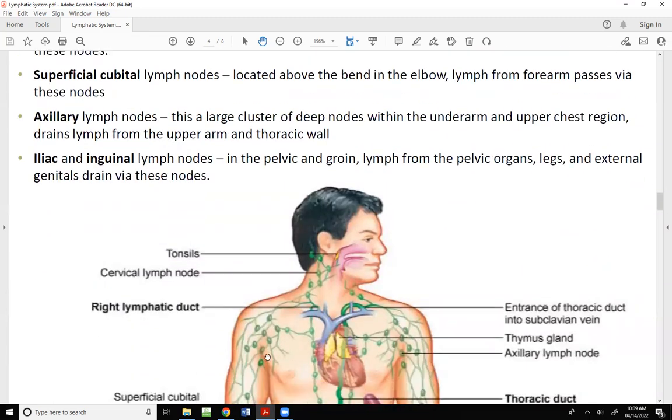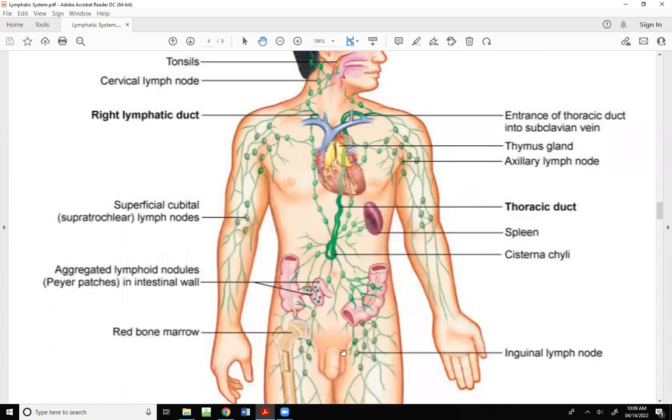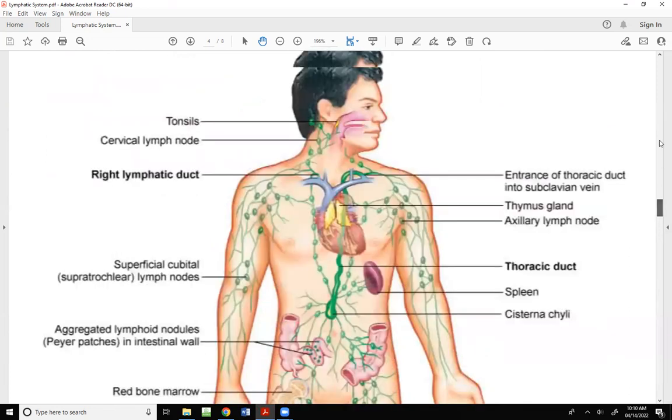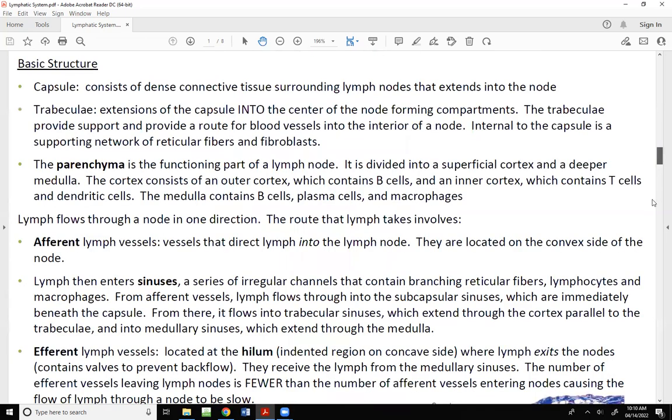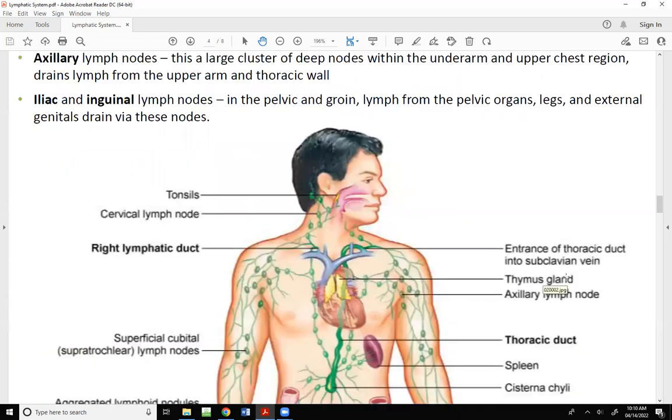Then in your armpits you have the axillary lymph nodes, which are a cluster of deep nodes within the underarm and upper chest region, and they drain lymph from the upper arm and thoracic wall. And then down towards your hip are the iliac and inguinals. The inguinals are more in the groin area. They are shown here, whereas the iliacs would be much more up here, which if I go back to that first page again, you can appreciate the difference there. The iliacs are farther up, inguinals are farther down. So that's one way to easily tell them apart. They drain lymph from the pelvic organs, legs, and external genitals.